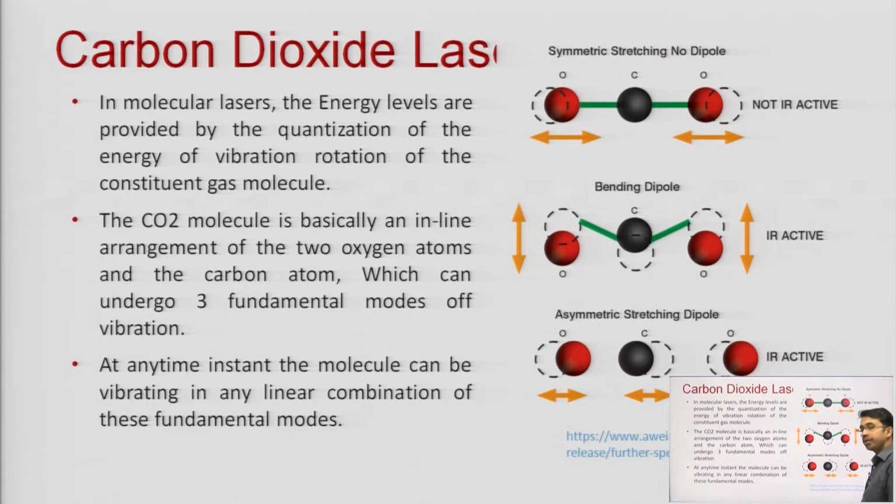What is the asymmetric mode? In the asymmetric mode, the carbon atom vibrates and the oxygen atoms vibrate, but how? Like this. The oxygen atom is vibrating and the carbon atom is vibrating towards this or this. So, this is the asymmetric vibrational mode. So, these are the three fundamental modes. Any molecule will be vibrating in any combination of these three modes.